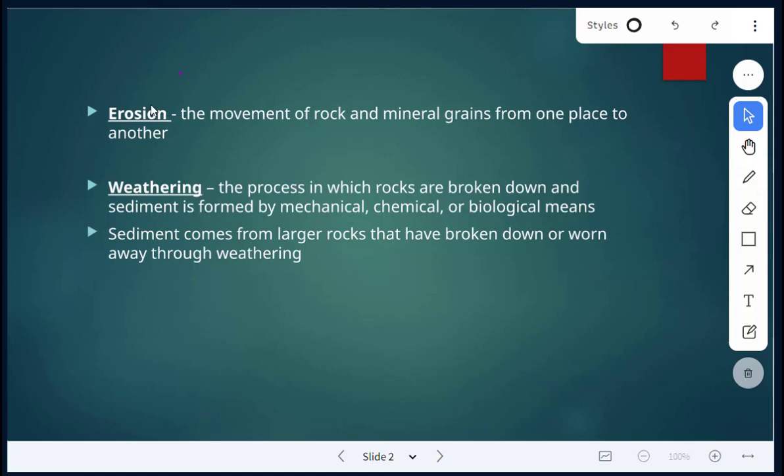Okay, so it's moving. Weathering, on the other hand, is the process in which rocks are broken down and sediment gets formed by either mechanical, chemical, or biological means. So basically sediment comes from those larger rocks that have broken down or worn away through weathering. All right, and then erosion is the movement of those sediments.